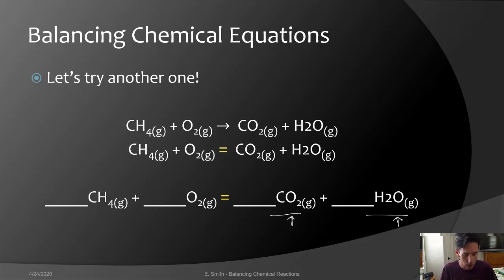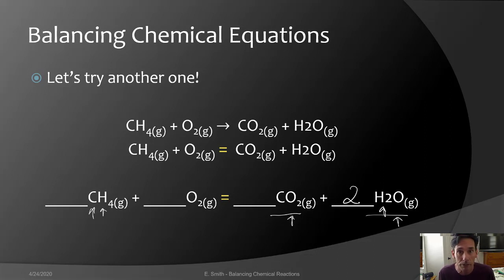So take a look. Start simple. Look over here at the carbon. How many carbons do I have here? 1. How many carbons on the other side? 1. My carbons are already balanced. Sweet. Let's look at hydrogen. I have a total of 4 hydrogen here on the reactant side. I have 2 hydrogen on the other side. So I'm guessing if I put a 2 here, now my hydrogens are balanced. And 2 times 2 is, yeah, you got it, 4. So my carbons and my hydrogen are balanced.